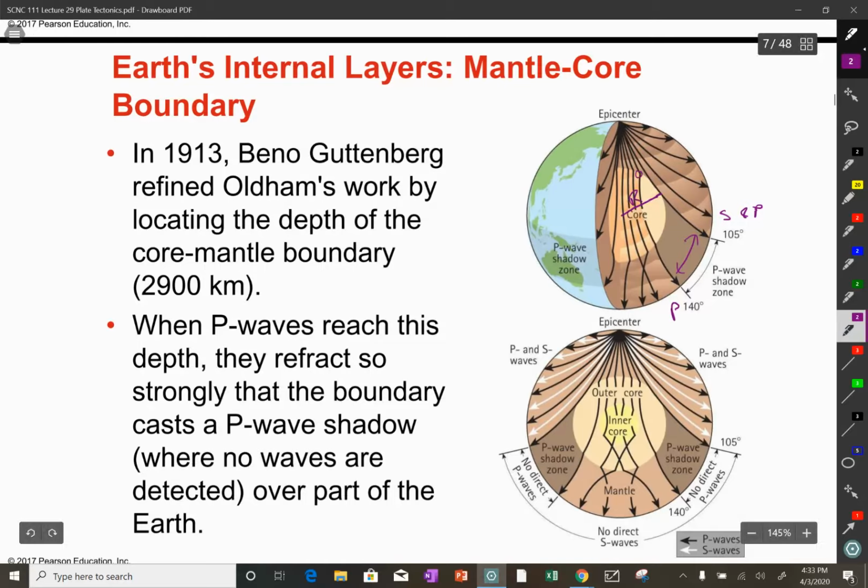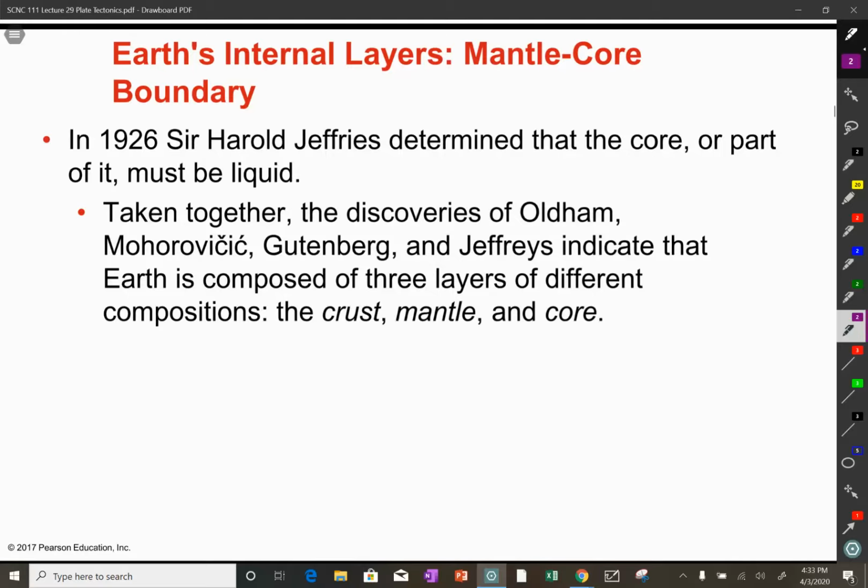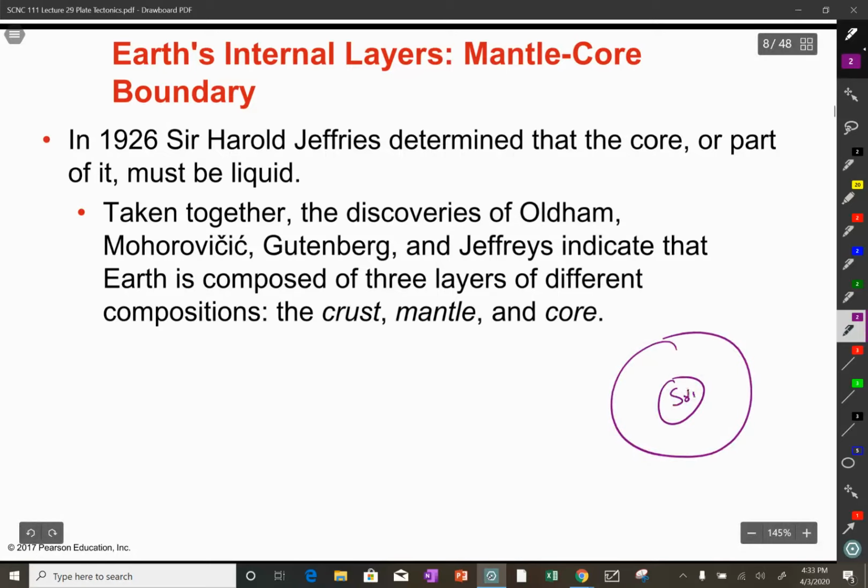Now we move forward a fair amount of time, 1913 to 1926. That's 13 years. Harold Jeffreys determined that the core, part of it must be liquid. Of course, I just described because you don't have the S waves going through, it's liquid. And part of it, on the other hand, must be solid. Now, that's not something we had talked about. So what he determined is you have the core and you have solid in the middle and liquid outside. How did he determine that?